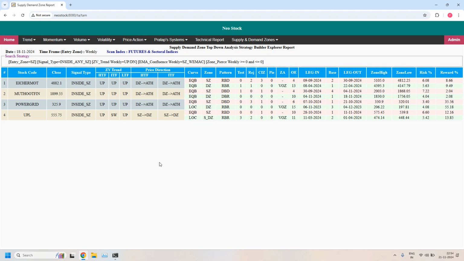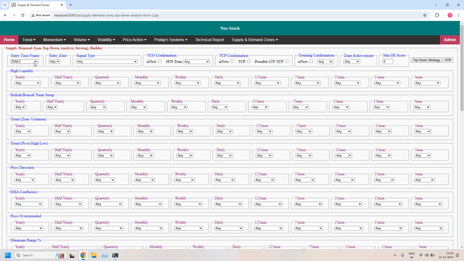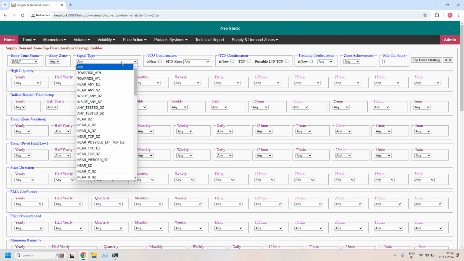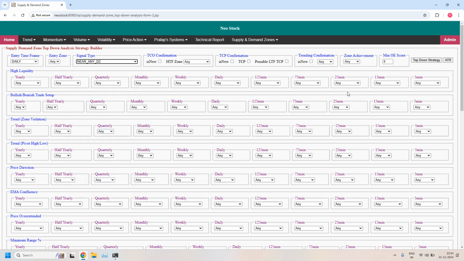Okay, this is about weekly. Next time frame is daily. So entry time frame daily. Let us find the stocks near daily demand zone.